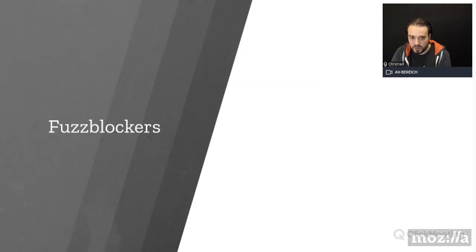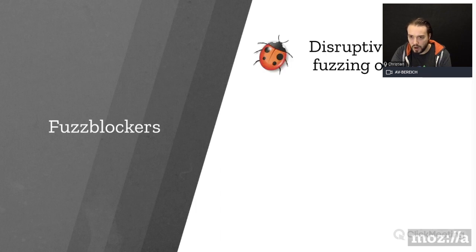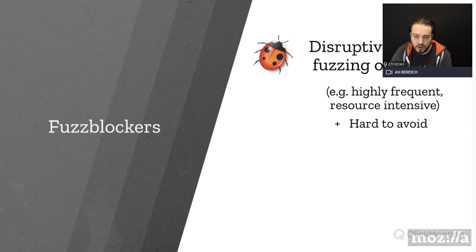So fuzz blockers, that's a term used more frequently by now. It means you have a bug that is disruptive for fuzzing operations. That can be because it's maybe highly frequent or it's very resource intensive, and at the same time it's hard to avoid. So you cannot easily work around it and it's blocking you.